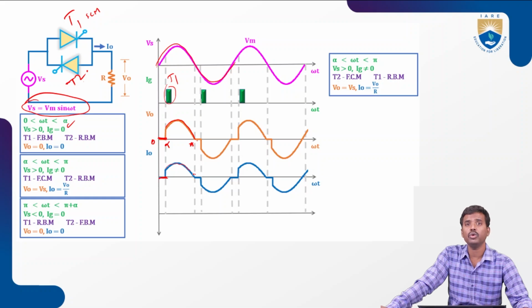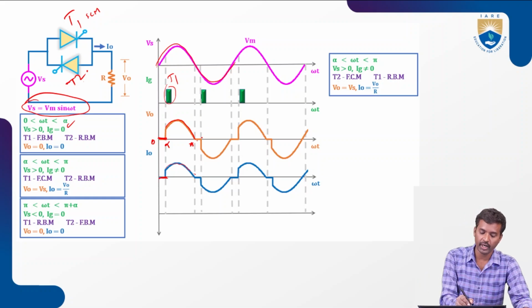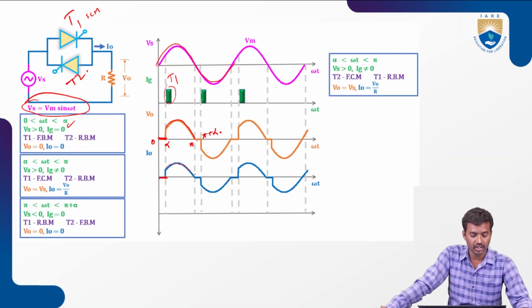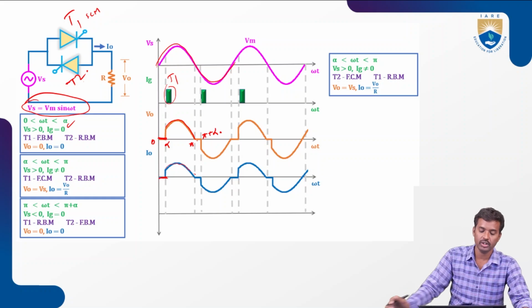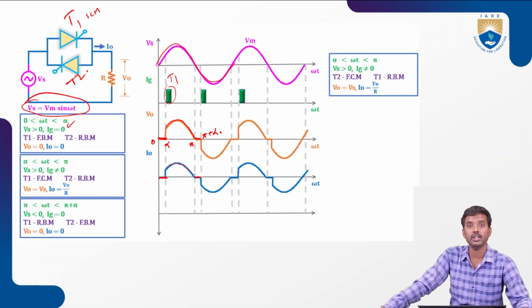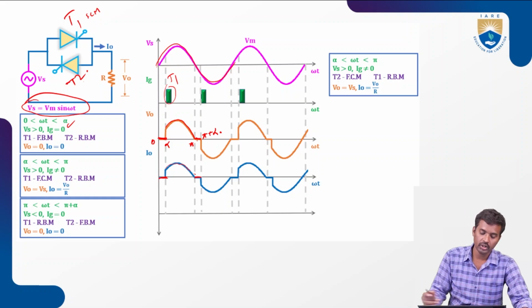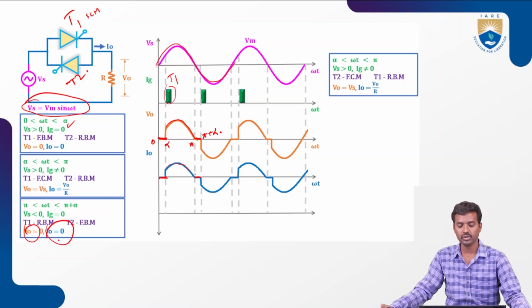And next, what about pi to pi plus alpha? In this interval T1 comes back to the reverse blocking mode, and T2 is in forward blocking mode. In this duration no thyristor will conduct. T2 will conduct only when triggered, but it is in forward blocking mode, not in forward conducting mode. So the output voltage is 0 and the output current is also 0.